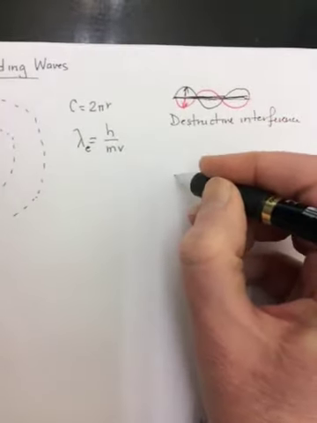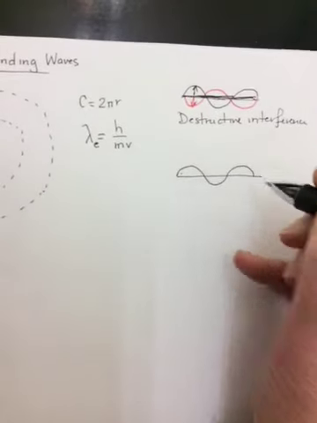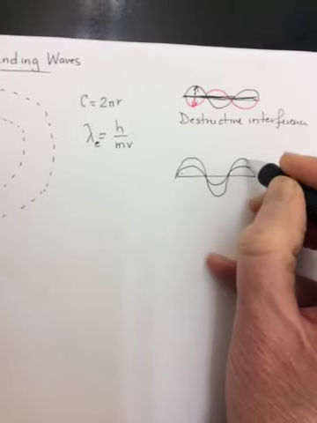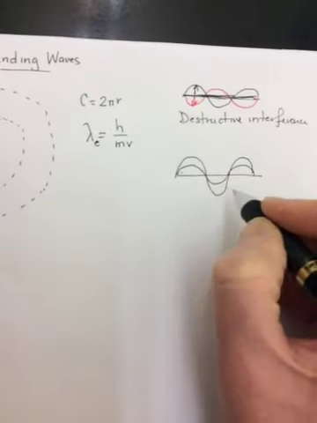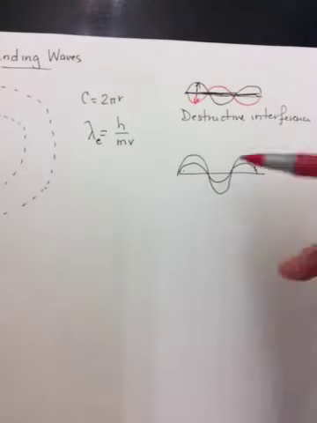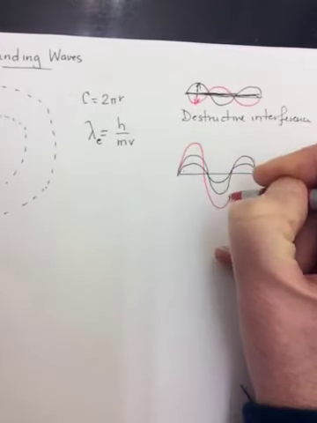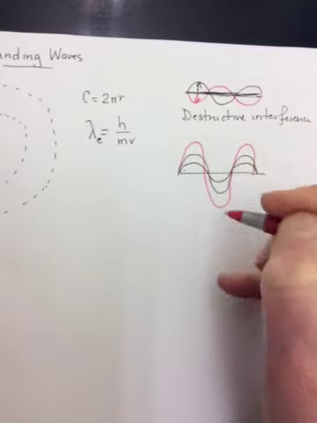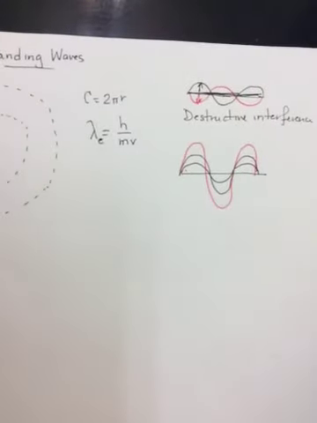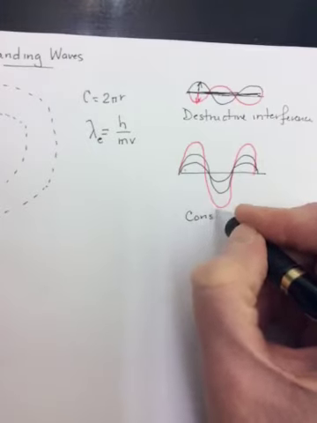But it could be that the two waves are trying to pull in the same direction. So maybe one wave is like this and one wave is like this. And if their crests, the high peaks, and their troughs, the low peaks, are lined up, then the resultant is going to be an even bigger crest and an even bigger trough because they're working together. You would add up the amplitudes of the waves to get the resultant. This would be called constructive interference.